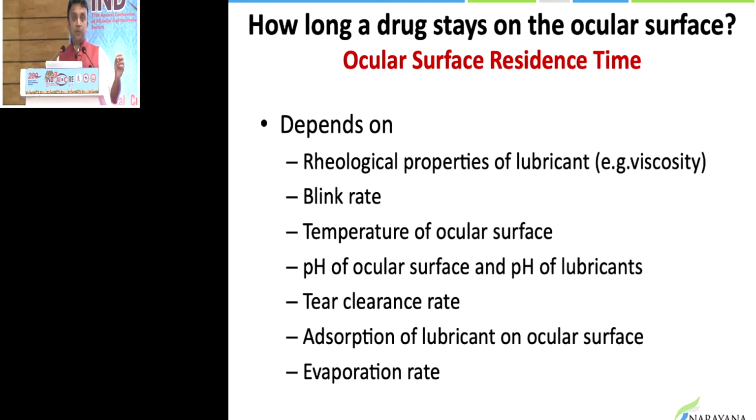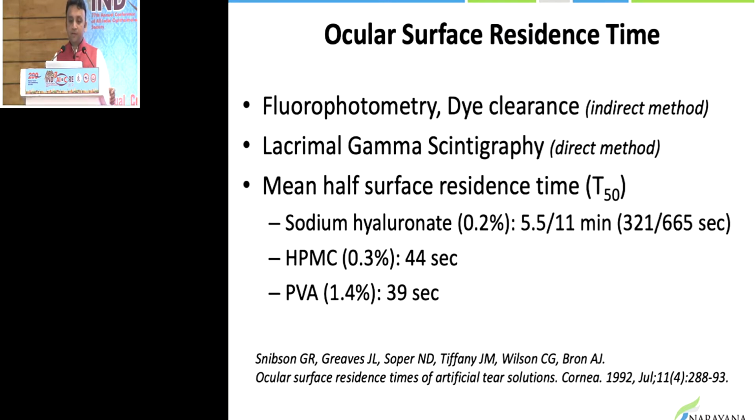For antibiotics, for every eye drop which you put, you must know the ocular surface resident time of the drop. It depends on many things. It depends upon viscosity, blink rate, tear film turnover, temperature, pH of the surface, how the molecule absorbs or adsorbs to the surface, and the evaporation rate. So many properties should decide how long the drop will stay on the surface.